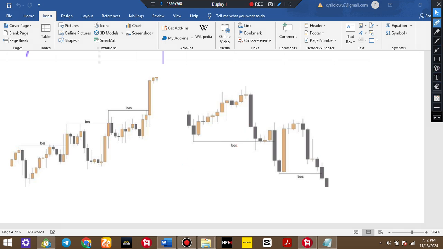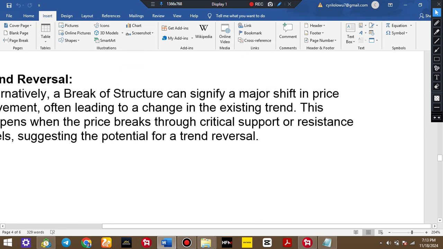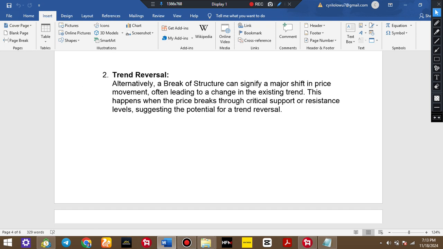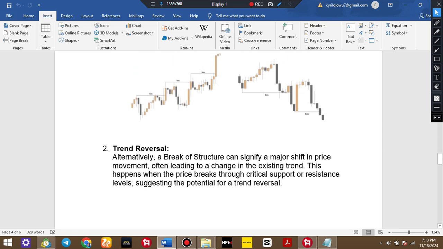Exactly. So this takes us to the second BOS, which is the reversal BOS. When I say reversal BOS, I'm talking about a BOS that gives you information that the current trend is about to what?